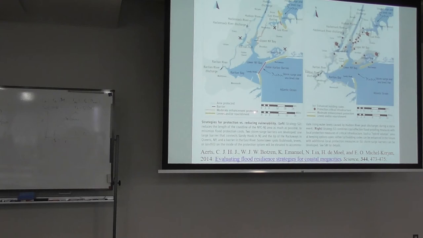A very expensive one is to build a storm barrier all the way from Long Island to New Jersey, this very large red barrier, and one at the East River. Another possibility was just to make each individual building more resilient to flooding. This is much cheaper, but far less effective. I'm not going to go into a lot of detail about this, but we calculate something called the benefit to cost ratio for doing this.